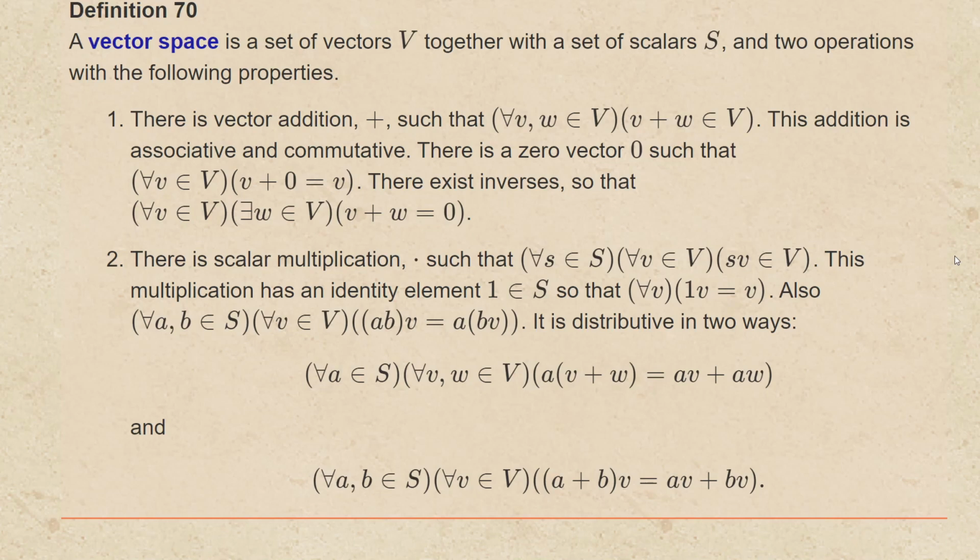Next, there's scalar multiplication. When I scale a vector, I get another vector. This multiplication has an identity element 1, so that if a vector is scaled by 1, it just returns the original vector. Also, for every pair of scalars a and b and vector v, a times b times v is the same as a times (b v). It's also distributive in two ways. Scalar multiplication distributes over vector addition, and scalar addition distributes over scalar vector multiplication.